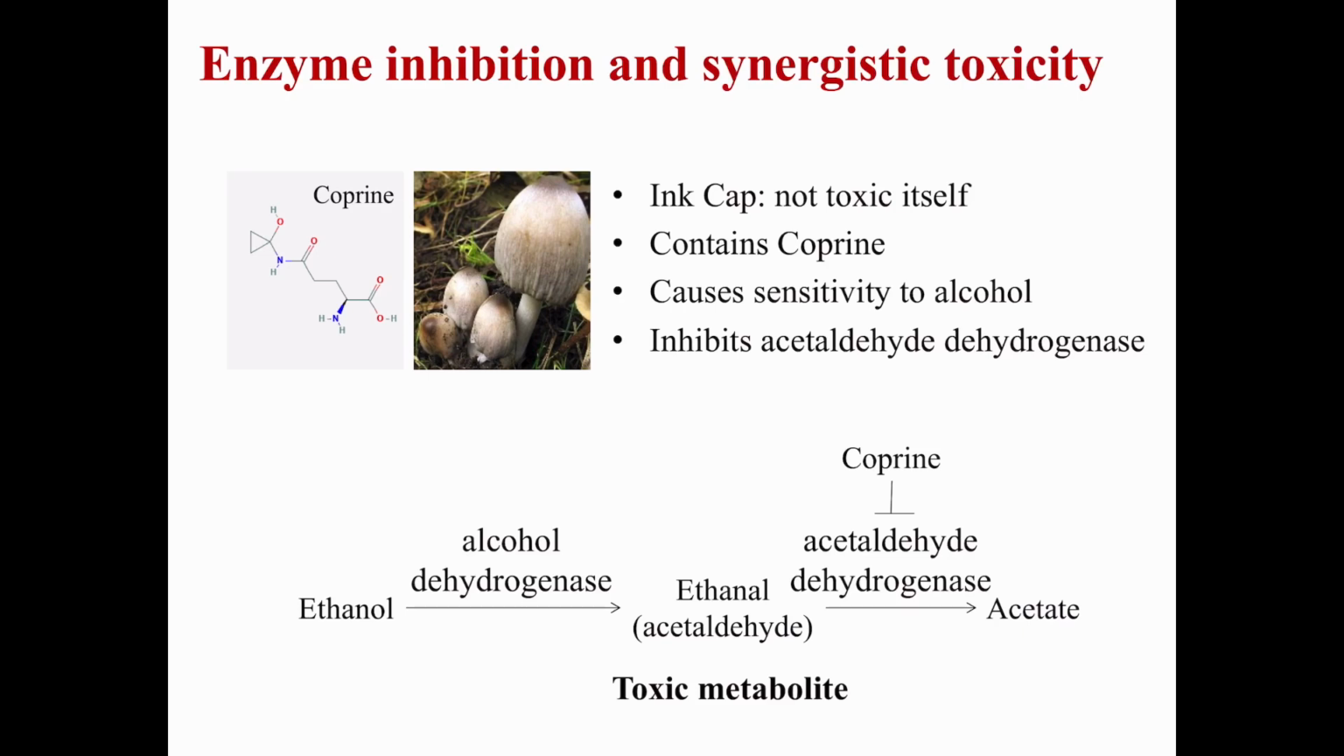This slide illustrates another example of enzyme inhibition and a new concept called synergistic toxicity. The photo shows the ink cap mushroom, which itself is edible and not toxic, but it contains a chemical called coprin that causes a sensitivity to alcohol. The reason why this happens is that it inhibits acetaldehyde dehydrogenase, as is shown in the equation at the bottom, involved in the metabolism of alcohol. This means that there is an accumulation of acetaldehyde, which is the toxic metabolite from the first reaction involving alcohol dehydrogenase.